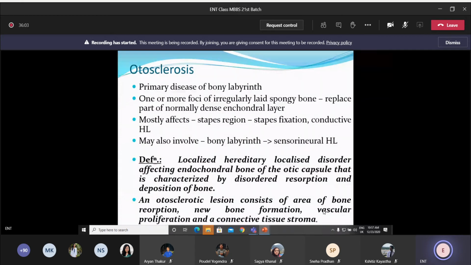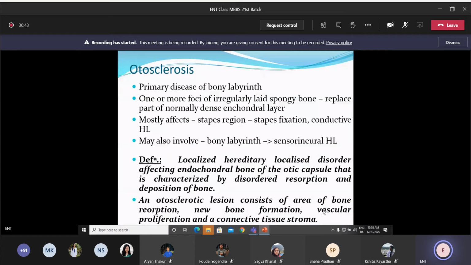Now we come to the topic, that is otosclerosis. Okay, so this is a primary disease of the bony labyrinth. This is the disease of the inner ear. Okay, and you see there are 1 or more foci of irregularly laid spongy bones present, which do not get ossified, like we talked about earlier. So these bones, these cartilage which do not get ossified, are replaced by new bone formation, which replaced part of the normally dense endochondrial layer. That is what it means.